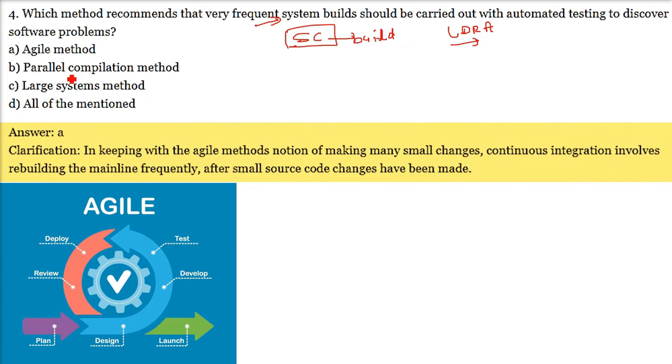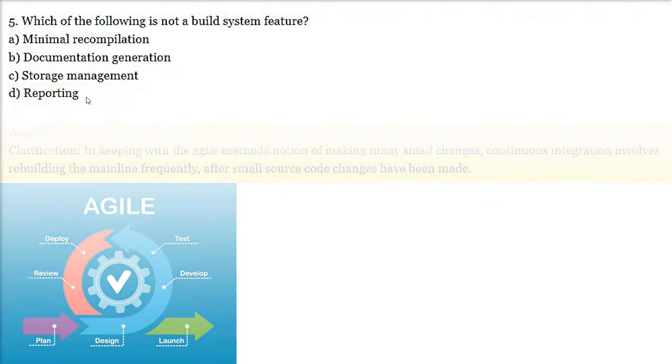So in keeping with the agile methods' notion of making many small changes, continuous integration involves rebuilding the mainline frequently after small source code changes have been made. So frequent changes and frequent testing and frequent deliveries. This is what agile is all about. Test, develop, deploy, review, plan, design, launch.